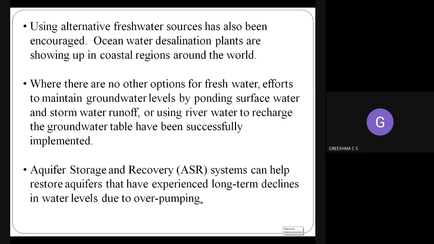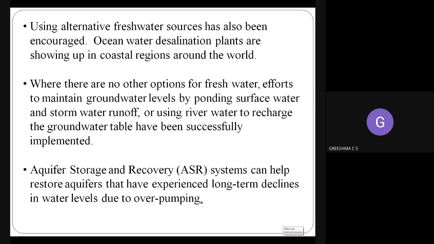So you should find some other way to get fresh water, not just always depend upon wells. You have to find some other method. That is, you can go for water treatment plants. You should go for recycling of water. Find an alternative method. Another method is that you can also install desalination plants.